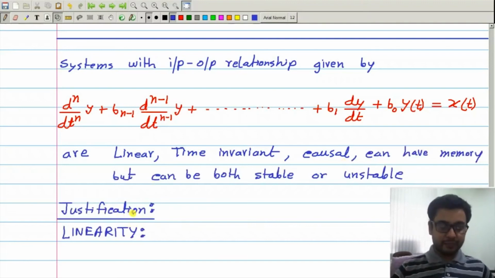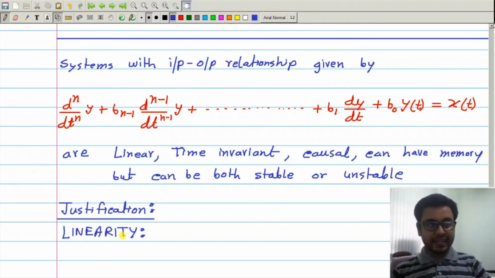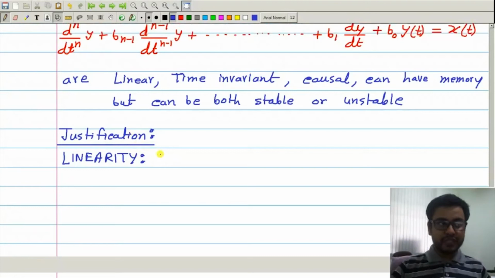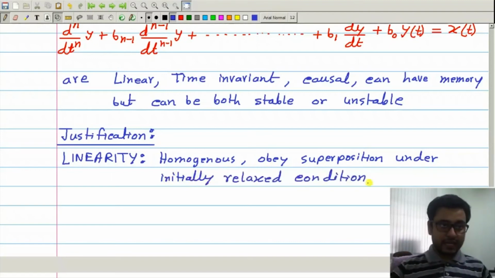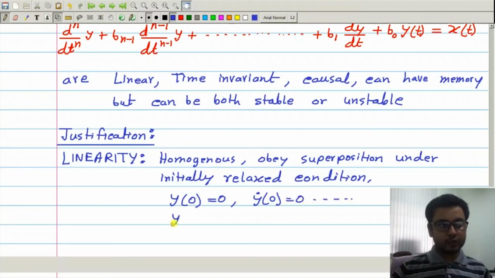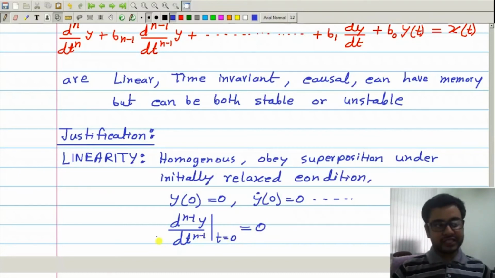Let me justify my claim. Let me start with the linearity. Linearity means it should be homogeneous and it should obey superposition, of course, under initially relaxed condition. That means under the condition that y(0) is equal to 0, y dot 0 equal to 0, and so on up to the n minus 1th derivative at t equal to 0 is equal to 0. So these are the boundary or initial conditions.